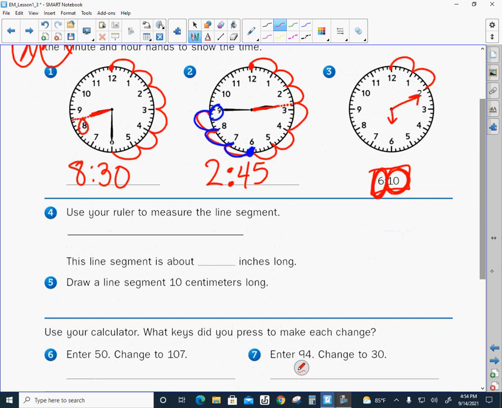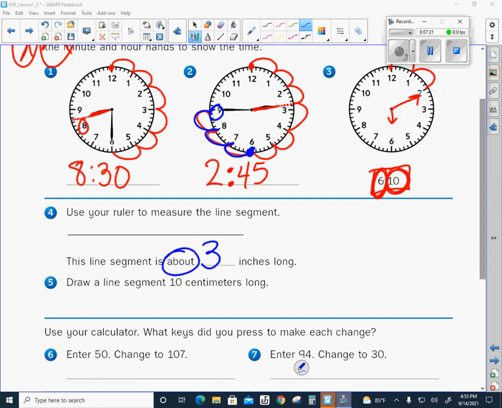All right, so now boys and girls, you needed to use your ruler to measure the line segment. I had to pause my video for a second because I forgot to measure that line in my workbook. So you were to use your ruler to measure the line segment. If you were able to get a ruler at home and you measured that line segment, it should be about 3 inches long. It was actually a little bit more than 3 inches, but it was really close. And we just said it's about 3 inches long.